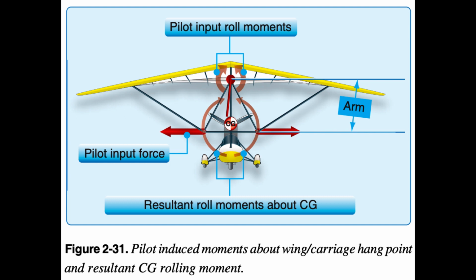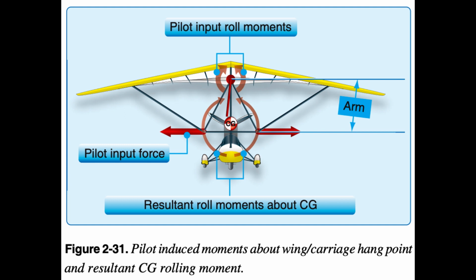Control bar movement from side to side controls the roll about the longitudinal axis. The wing attachment hang point allows the carriage to roll around the wing keel. Thus, it can also be looked at from the carriage point of view. When the control bar is moved side to side, the wing rotates around the wing keel relative to the carriage.